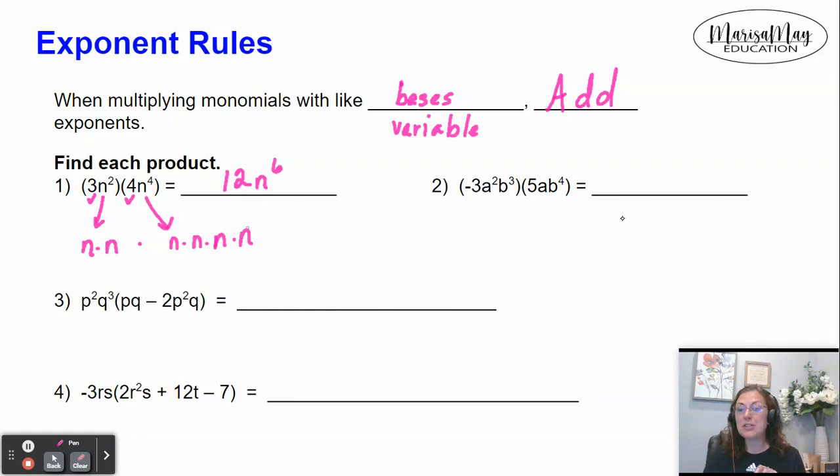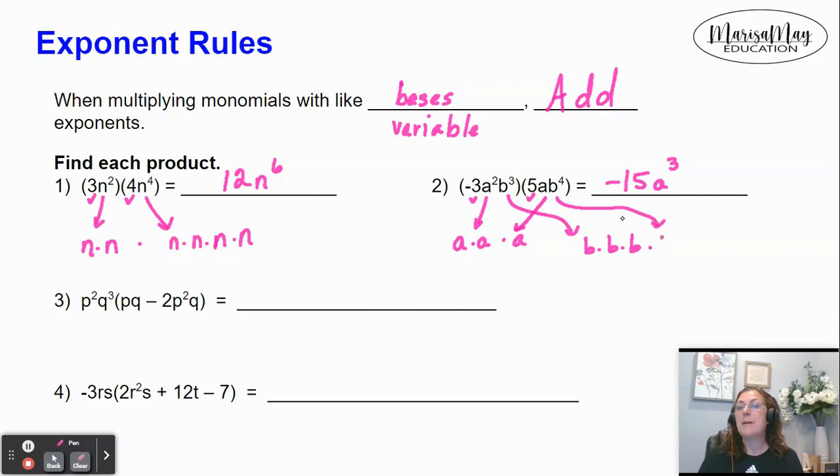Now let's look at example number 2 here, and we'll throw in an extra variable. Again, multiply those numbers in front. -3 times 5 gives me -15. Then work with the a's first. So remember, a to the second means a times a times another a would give you a to the third. Then let's do the b's. So b to the third means b times b times b, and b to the fourth means b times itself 4 times. So how many b's are there that are being multiplied together? You got it, that's 7.